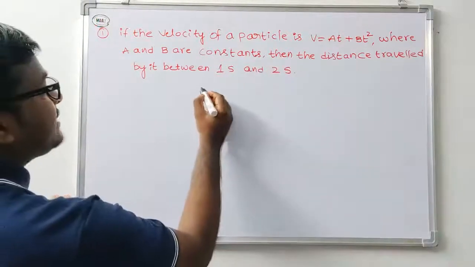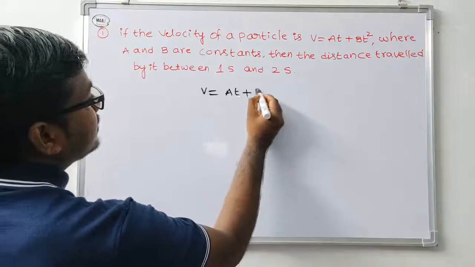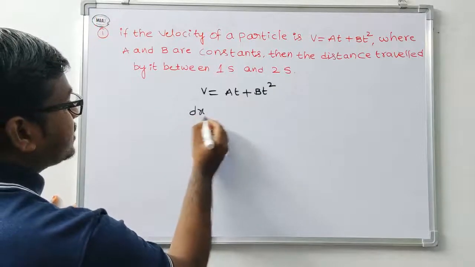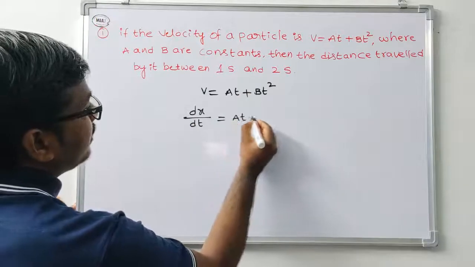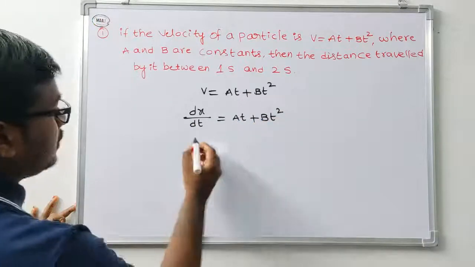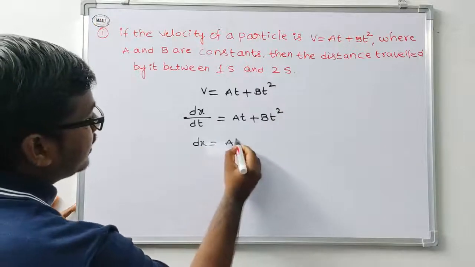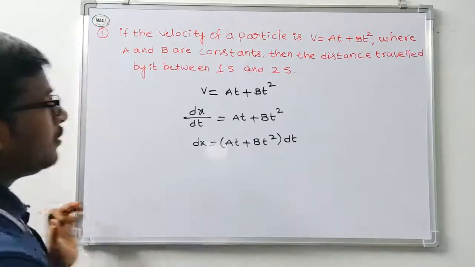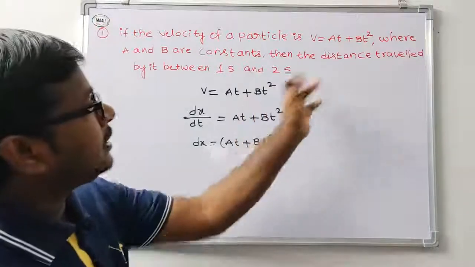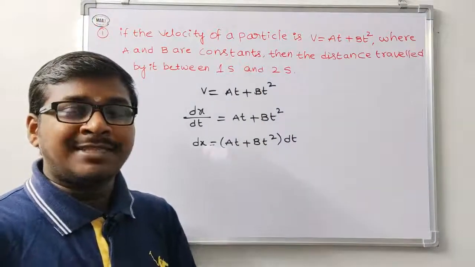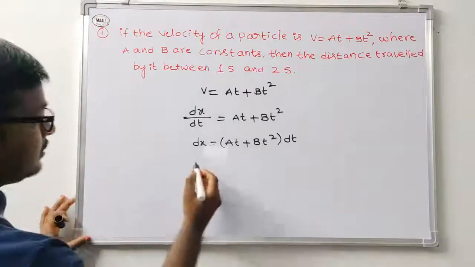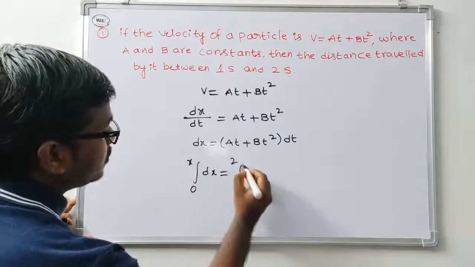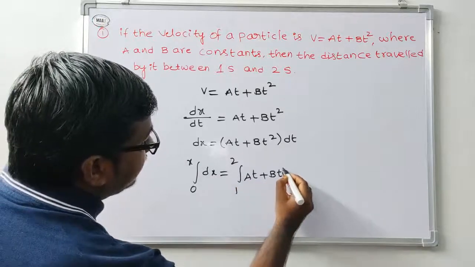Okay, given that v = at + bt², this is dx/dt, which is equal to at + bt². Cross multiplying, dx = (at + bt²) dt. Applying integration on both sides, the distance traveled between 1 second and 2 seconds: the integral of dx from 0 to x is equal to the integral from 1 to 2 of (at + bt²) dt.